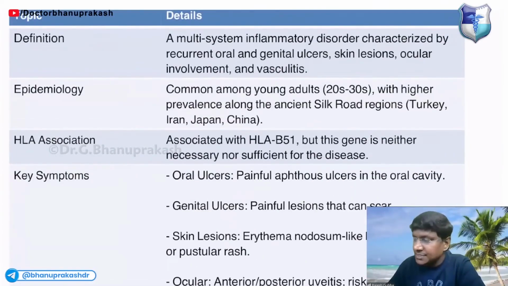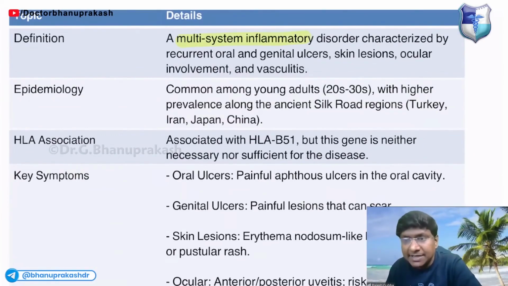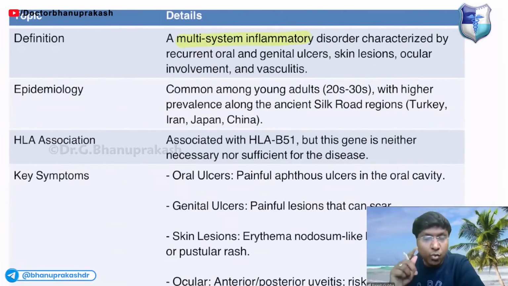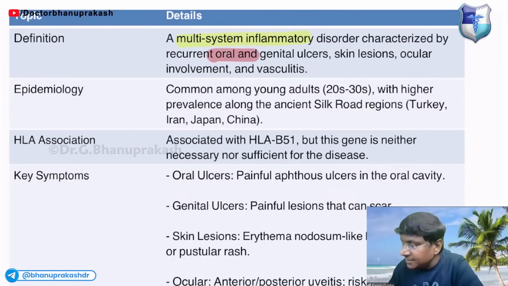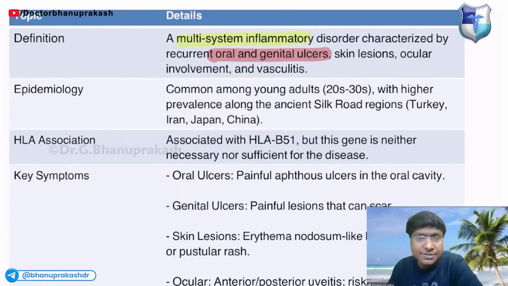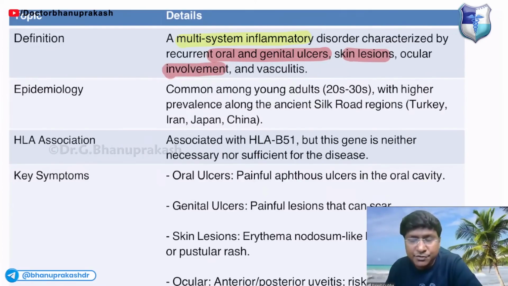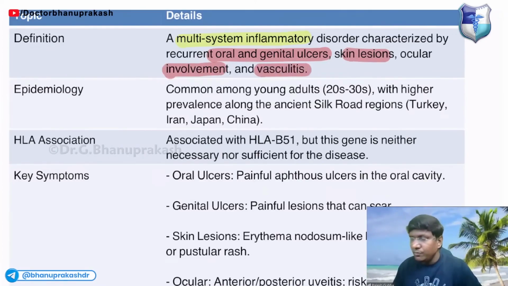So Behcet's, this is also a multi-system inflammatory disorder. What is the pathognomonic feature of Behcet's? That will be ulcers. Where will these ulcers be? Oral ulcers and genital ulcers. And apart from these ulcers, you have skin lesions and then ocular involvement in the form of anterior and posterior uveitis, and there will also be vasculitis.